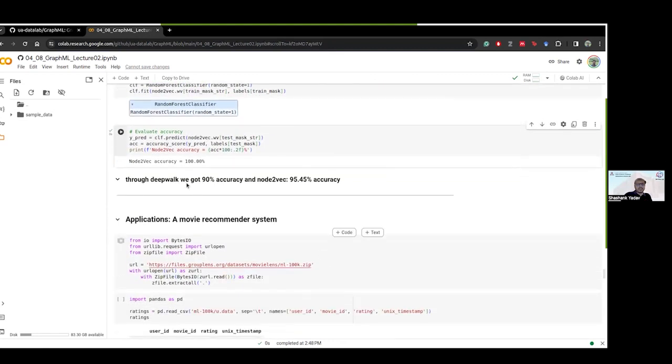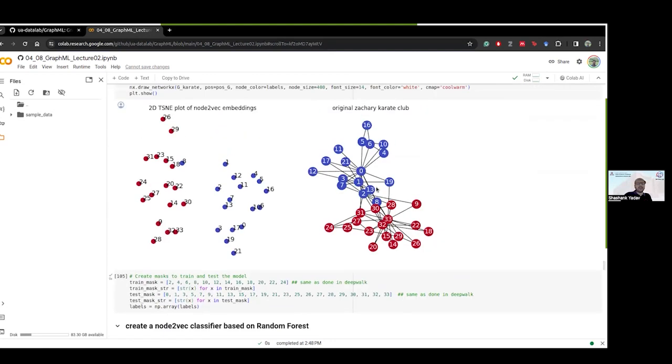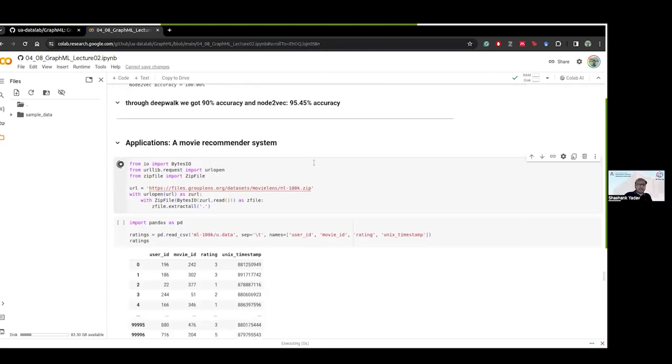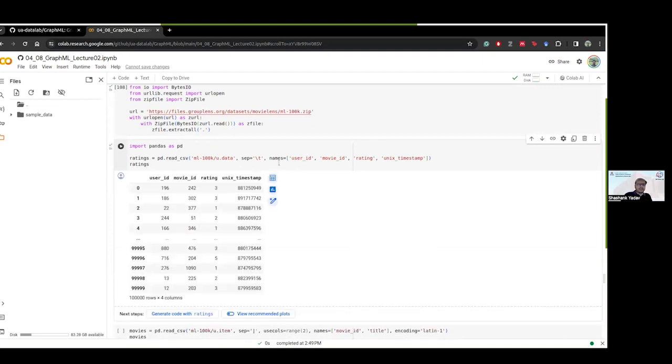Okay, the application is that you can make a recommender system. The idea behind this is that we know the labels of some of the nodes, and given some new nodes, can you predict based on the connectivity of the graph? So you can quickly look at this example here. There is this data which has different movies and the ratings, and which user gave the rating.